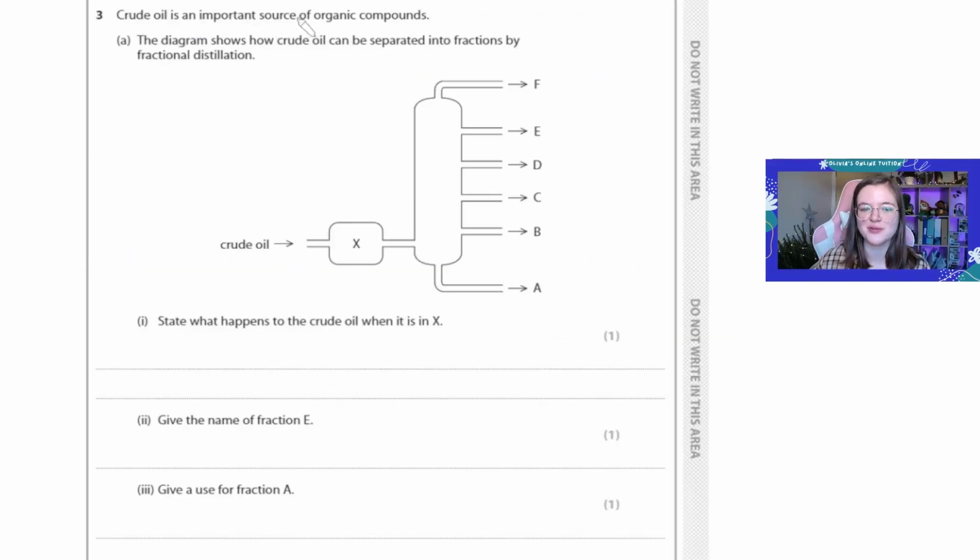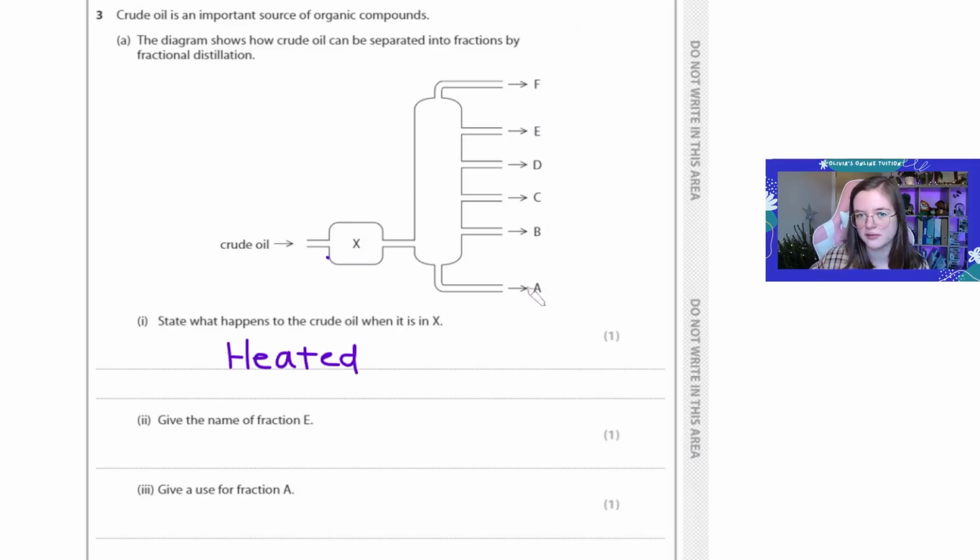Crude oil is an important source of organic compounds. The diagram shows how crude oil can be separated into fractions by fractional distillation. State what happens to the crude oil when it is in X. X is this furnace here. So what the furnaces tend to do is heat things up. Therefore, it is heated. Okay, and then part 2, give the name of fraction E, or fraction E is this one here.